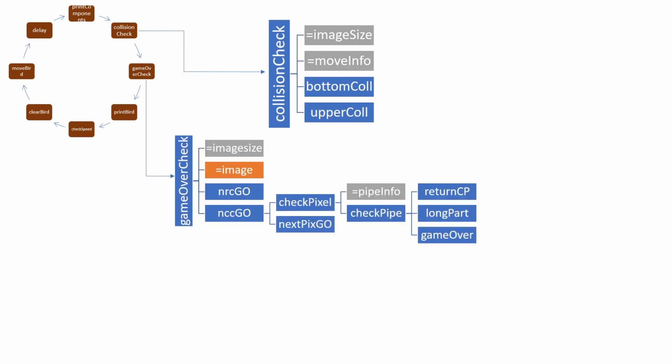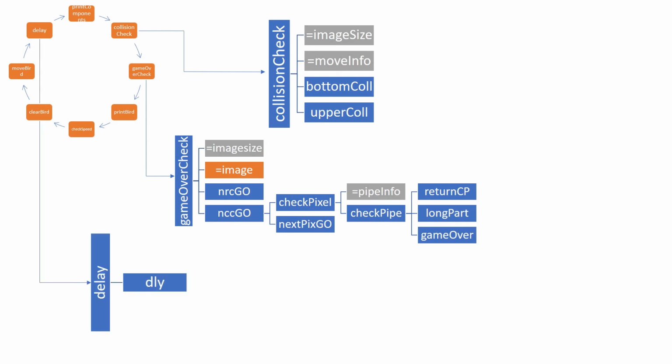Then the game over check function runs and checks whether any pixel of the bird is in the border of the second pipe or not. If it is, the game ends and the main loop starts again. If not, the bird is printed and the loop continues. For each pipe created, which means the bird passed the second pipe, the score increases and the game continues. Also, we added a delay to adjust the speed of the game.